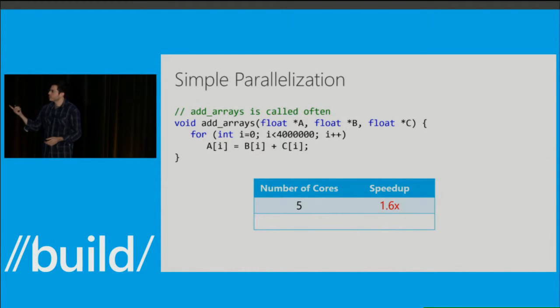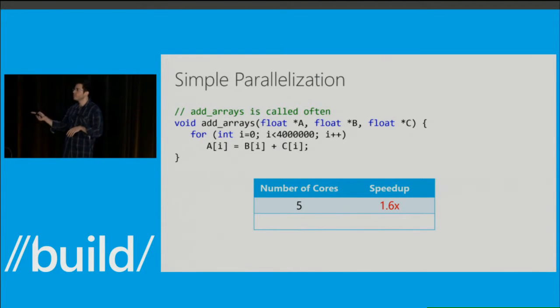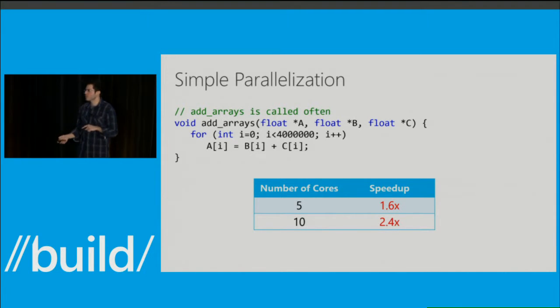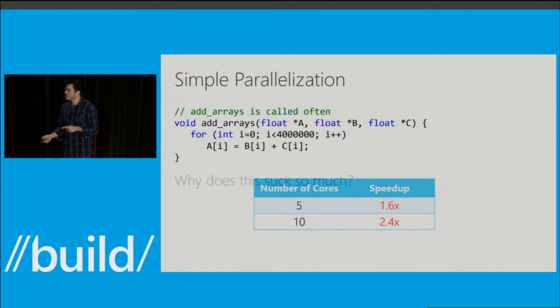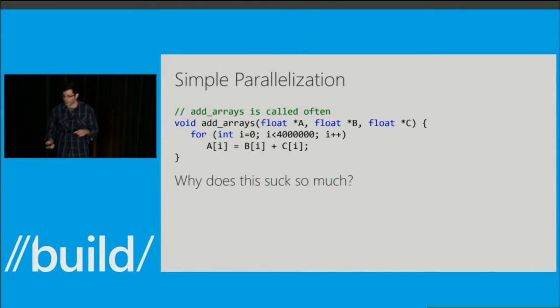So if I took this loop body and parallelized it across 5 cores, I only get a 1.6x speed up. And that's okay. I parallelized it to 10 cores, and I only got a 2.4x speed up. And that sucks. So, I got to ask the question, why does that suck so much?